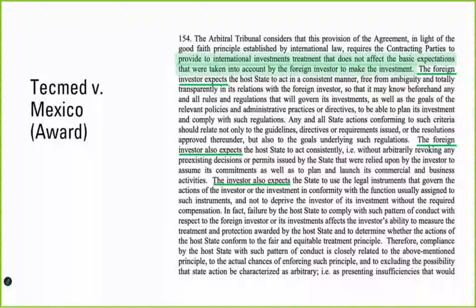Now, not all expectations have to be respected. We'll see, it's only those expectations that we can define as legitimate and reasonable. But you see how protective of investors this has become. This is why it's considered to be dangerous, because it could be so broad. You are really at the mercy of tribunals. How are they going to interpret? How are they going to define the expectations of the investor? What expectations is the investor going to say that they had?